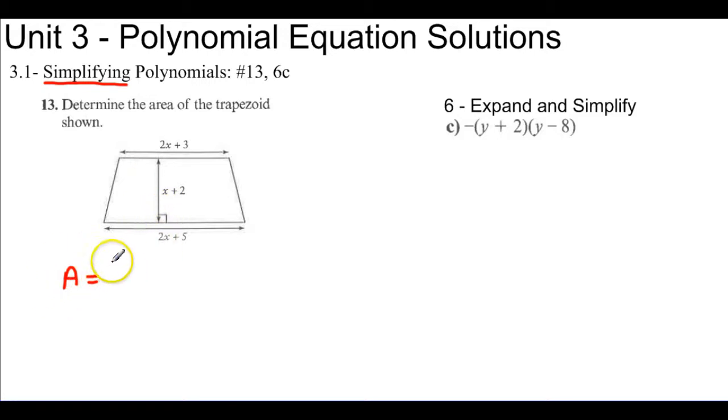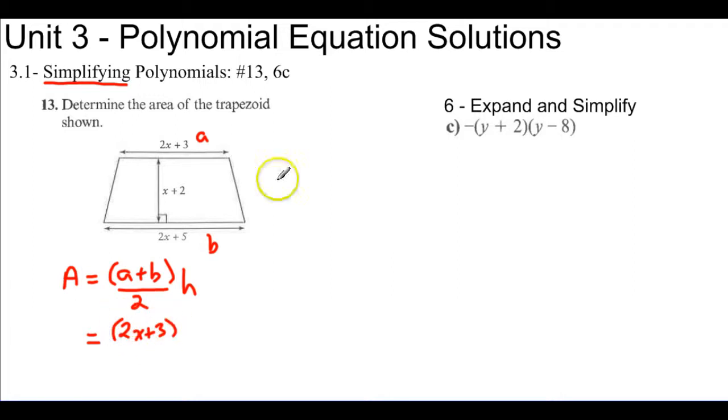Okay, so area of a trapezoid is the base. Well, we tend to use A for the top and B for the bottom. So it's basically the average of the top and the bottom times the height. Okay, so it's this length plus this length divided by 2, so the average of those times the height. And so in this case, 2x plus 3.